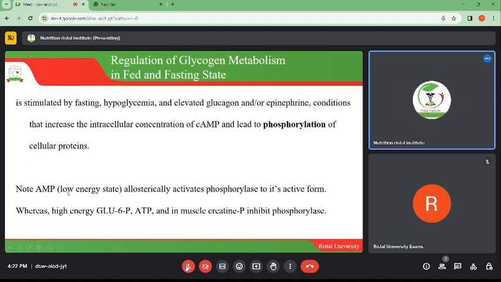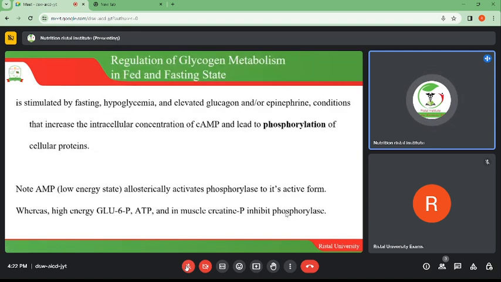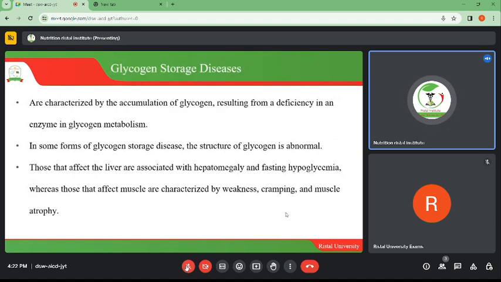You have to know that AMP, adenosine monophosphate, indicates a low energy state. It activates phosphorylase to its active form. So this is one of the things that activates our enzyme phosphorylase. Whereas high energy glucose 6-phosphate, ATP, and in muscles creatine phosphate inhibit phosphorylase. So that is one of the regulations. A question can come asking you to describe the regulation of glycogen metabolism during the fed and the fasting state, and this is basically what you have to describe.